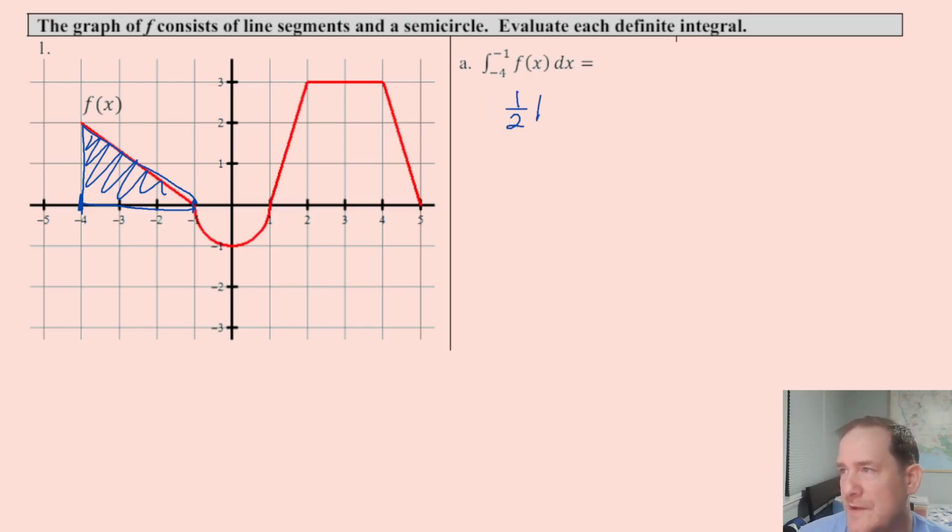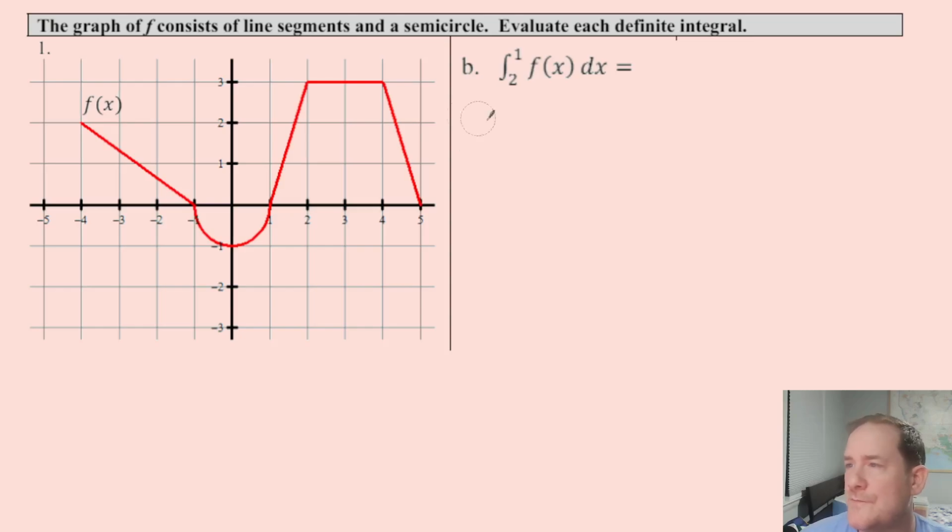So we'll go 1/2 times base times height. The base stretches from -4 to 1, so that must be a length of 3. And the height goes from 0 up to 2, so that's a height of 2. And 1/2 of 6 is 3. Since this is an area, it's square units. And that's it on that problem. Let's go to 2.